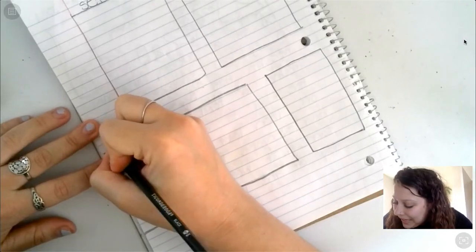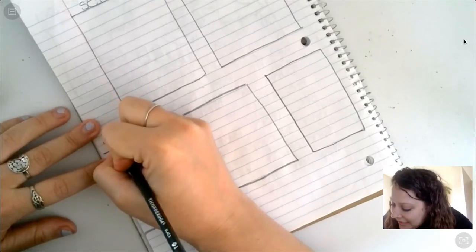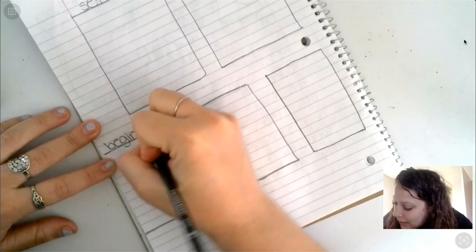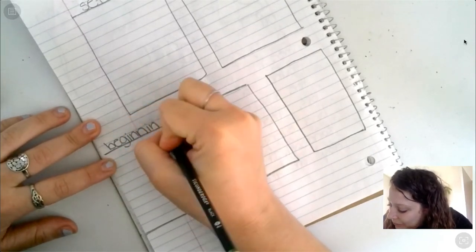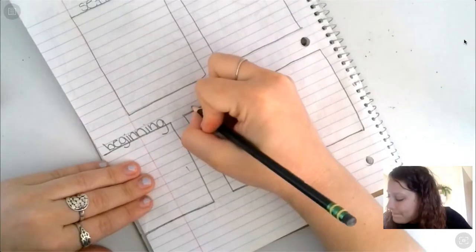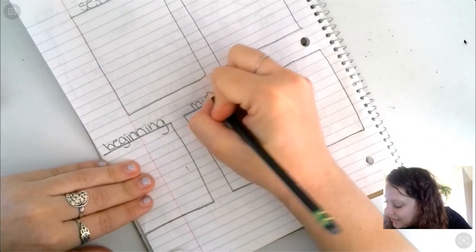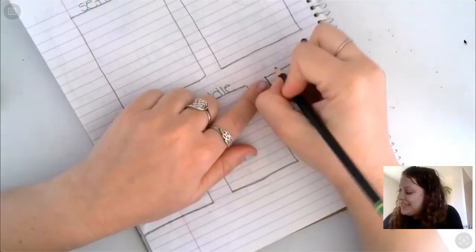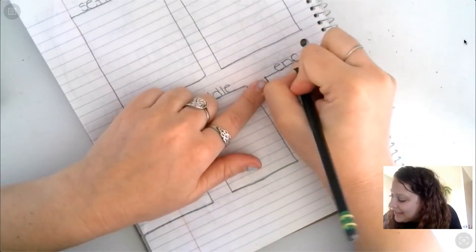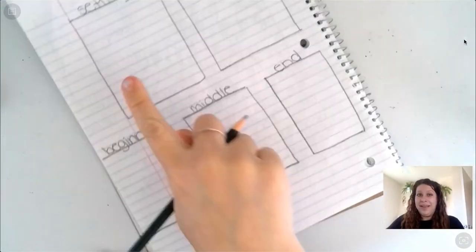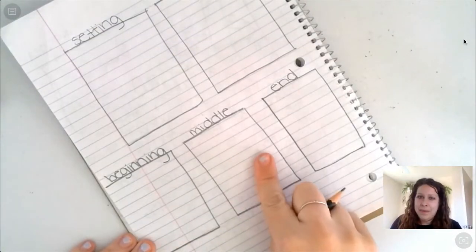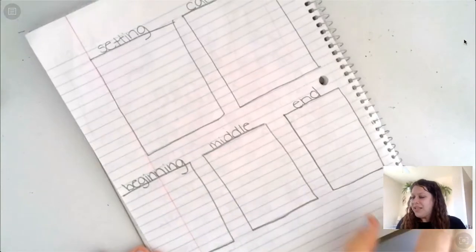I'm going to write that. Beginning, b-e-g, begin, double N, beginning, middle, mid, double D, middle, end. So I have my setting, my characters, the beginning, the middle, and the end.